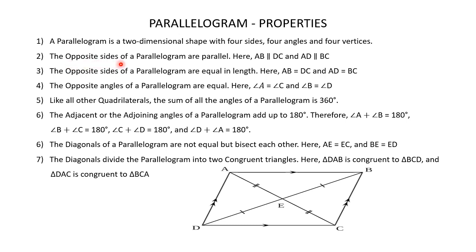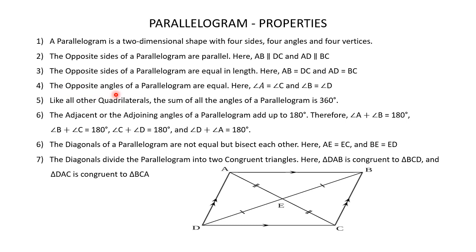The opposite sides of a parallelogram are parallel. So in this parallelogram, AB is the opposite side of DC. So here AB is parallel to DC. AD and BC are the opposite sides. Here AD is parallel to BC.